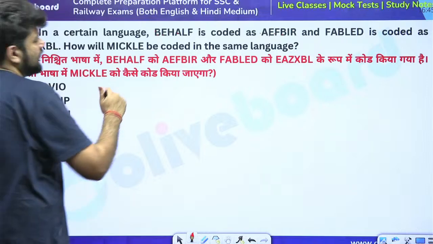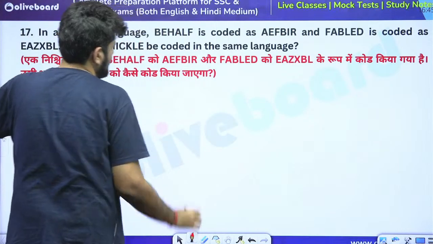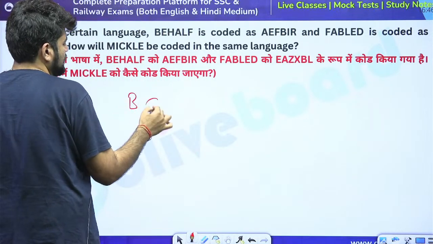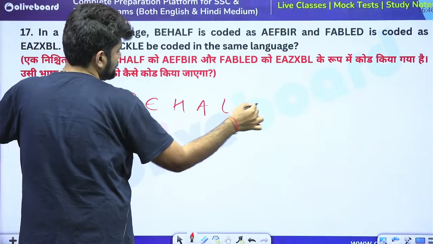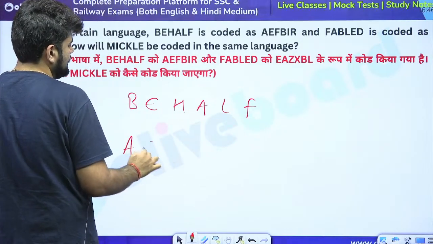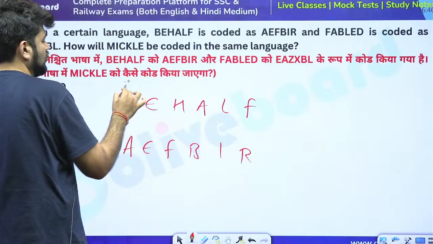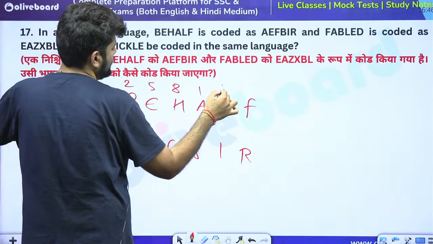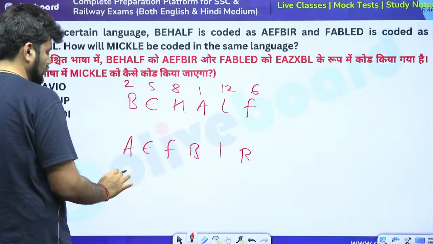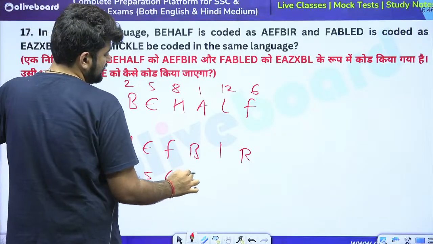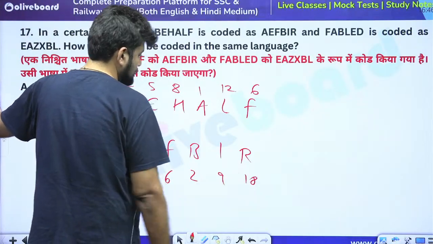So if nothing is working out, what else will you do? No vowel, consonant, nothing. Then you will write them down below each other. We have A, E, F, B, I, R, and just write their place value. It often helps. If you have that luxury of time, you can try this out. You will still be able to figure something out. Sometimes it happens. It helps.